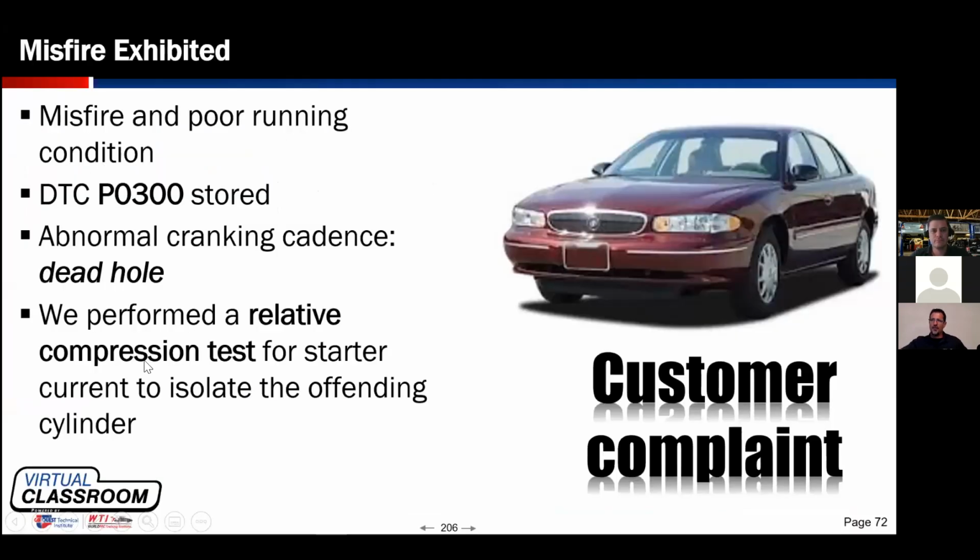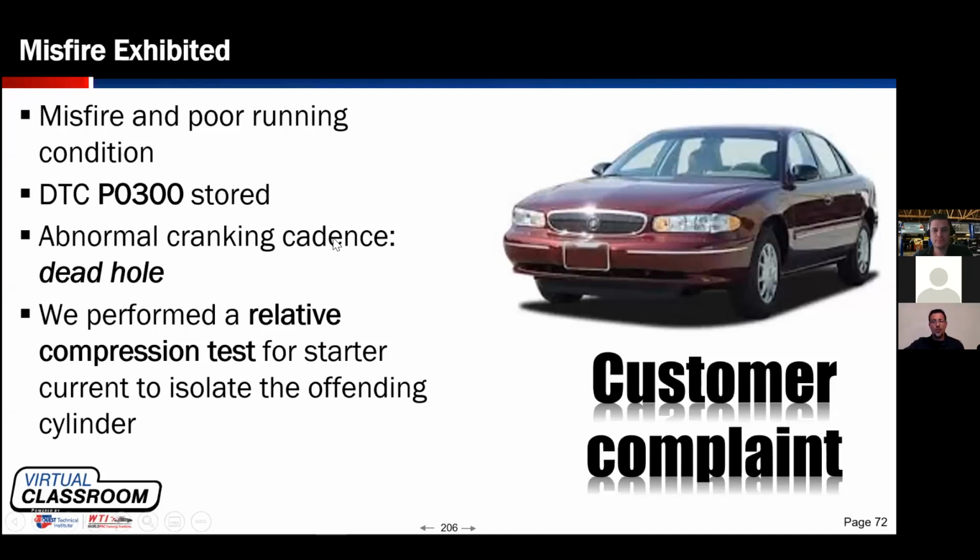So here's the problem. The car came in misfiring and running very poorly. There was a DTC P0300 stored. And when I got in the car, again, the best tool you own is the one between your ears. And I always use as many senses as I have to help aid in my analysis. So when I hit the key, the first thing I heard was that dead hole, like that demonstration Brid did, that da-da-da-da-da. That's a variation in crankshaft speed because there's a variation in load from cylinder to cylinder.